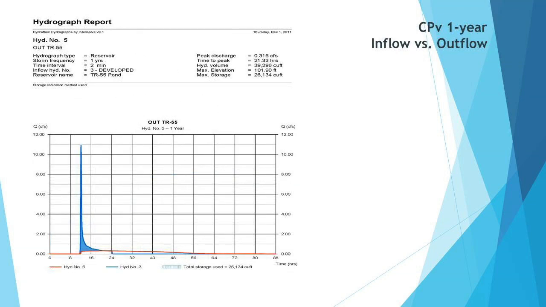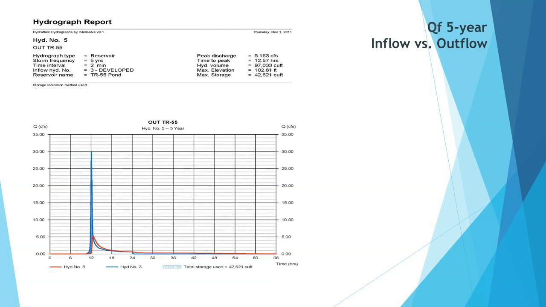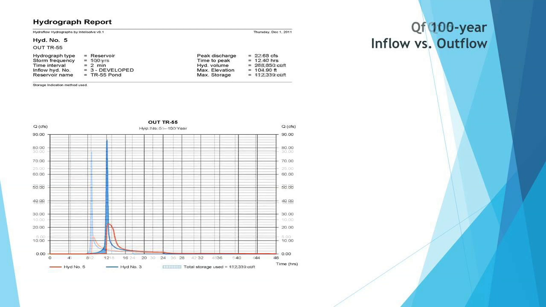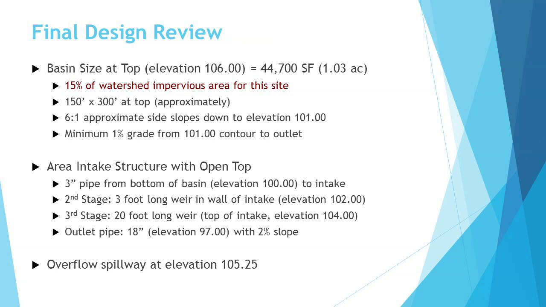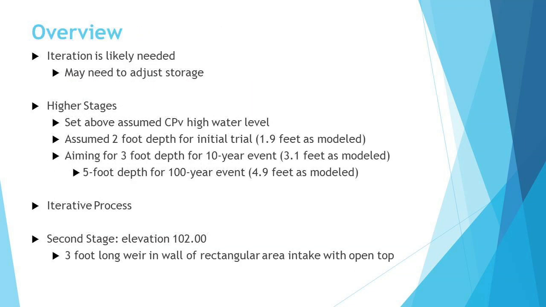And for 1 year, this again, in versus out. 1 year, 5 year, and 100 year. So one thing you'll note is that if you do the math, this basin would occupy about 15% of the watershed impervious area. You're talking about 150 by 300 at the top. I assume 6-to-1 side slopes, so it'd be easily maintainable. We want to make sure we've got positive drainage in the dry example, and we've got the multi-stage structure.